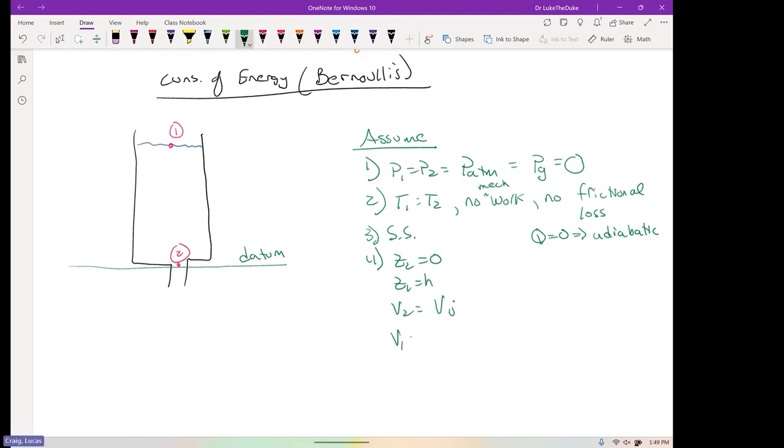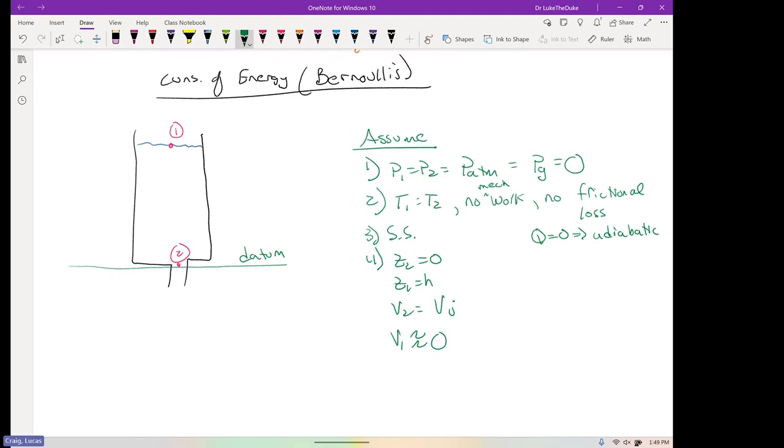And this last one, guess what the velocity at 1 is going to be? 0. Yeah, because it's a huge tank at the top. It's moving relatively slow compared to what's going out. If you put that in there, it'd be kind of tricky. You'd have to guess. It becomes a hard engineering problem, right? We're making an assumption now.